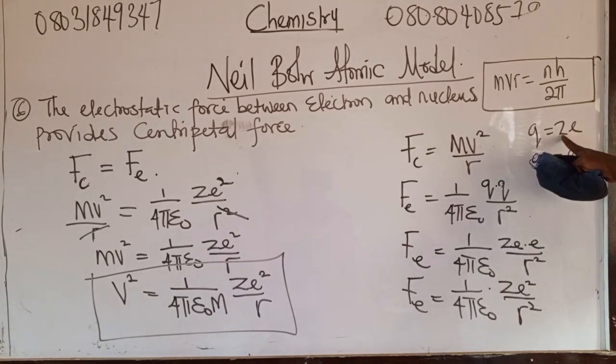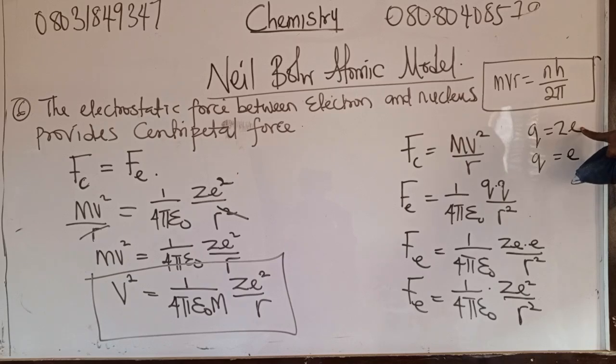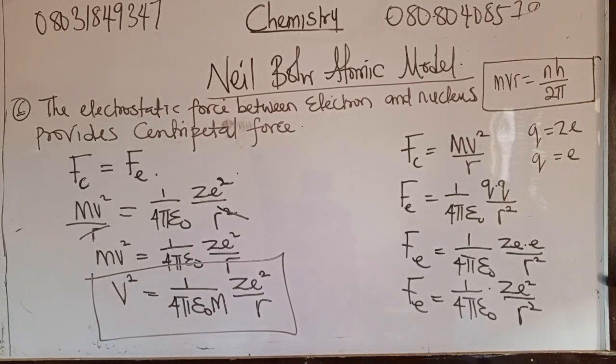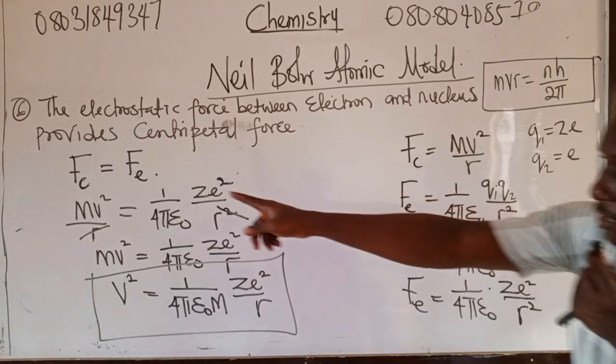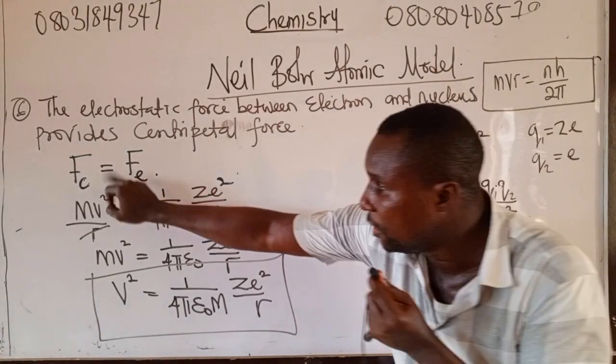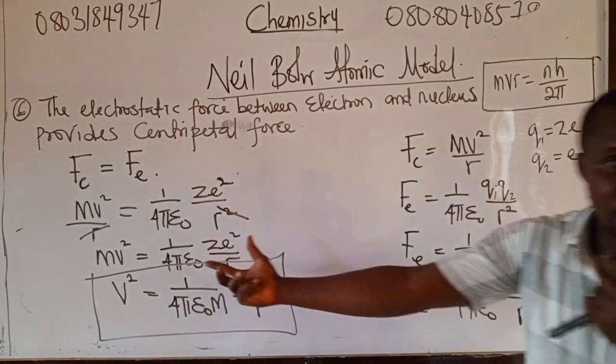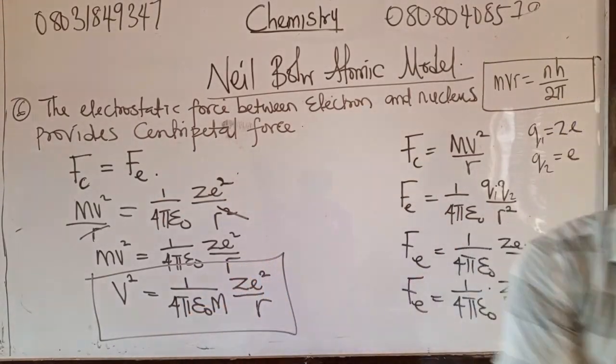This Q is the number of protons multiplied by the charge of proton. This second one, let me call them Q1 and Q2. Q2 is the charge of electron. They are the same, it's just that they are opposite. That's why I'm using the same e. Then substitute them, you have this. Then equate centripetal force, which is this, to electrostatic force, which is this. Then do your mathematics. Make v squared the subject of formula.